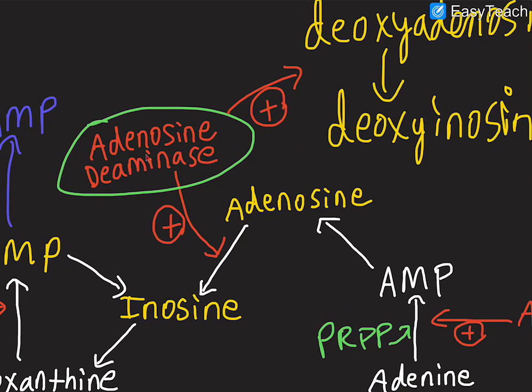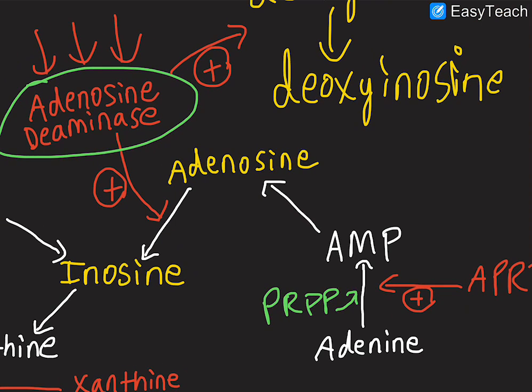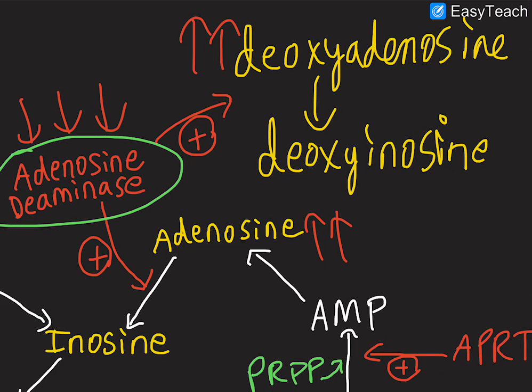So if you're deficient in this enzyme, so we don't have this enzyme or we're deficient in it, what happens is now you can't convert adenosine into inosine. So adenosine starts to build up. And also you cannot convert deoxyadenosine into deoxyinosine, so deoxyadenosine starts to build up also. Again, adenosine deaminase deficiency leads to the buildup of adenosine and the buildup of deoxyadenosine.